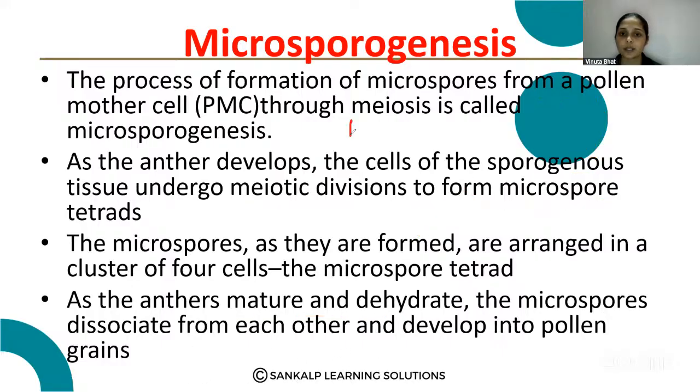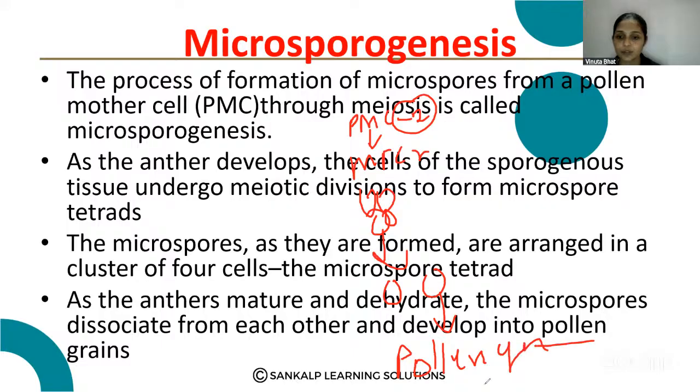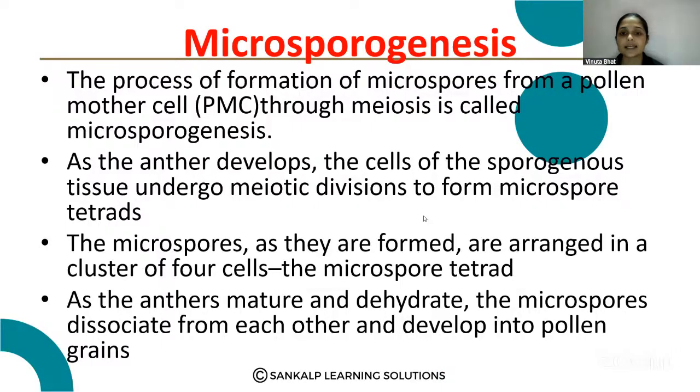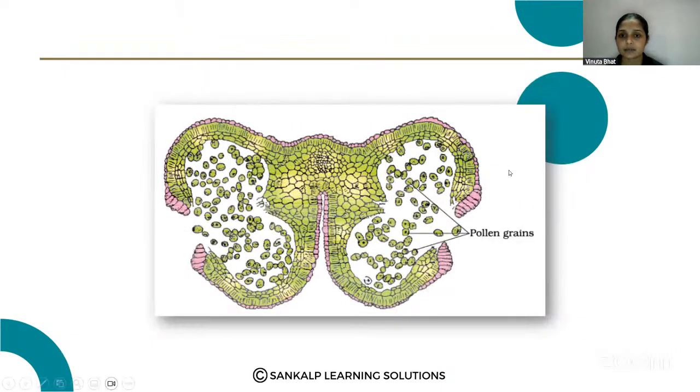Okay, so the pollen mother cell, diploid in condition, produces the microspores in tetrad condition. During the dehiscence of the anther, these microspores dissociate and develop into pollen grains. The pollen grain is the male gametophyte. It is called the gametophyte, not gamete. Pollen grain is the male gametophyte.